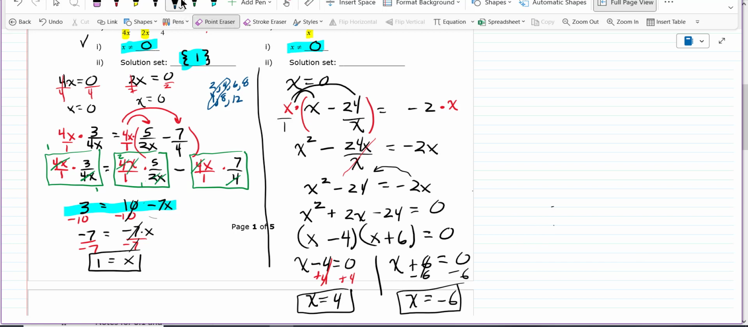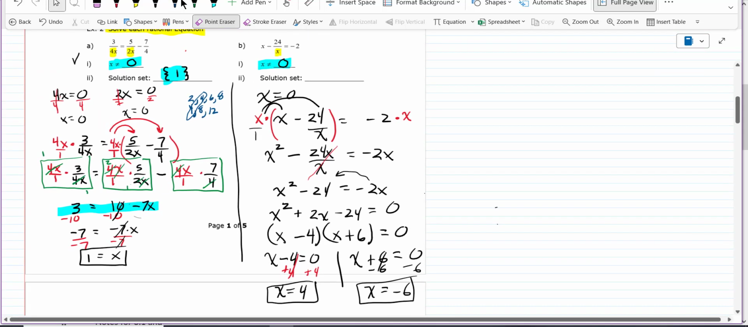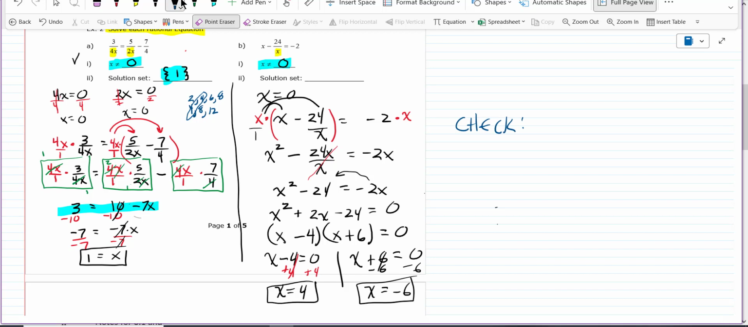Okay, now it's important to check, because sometimes these things don't check. So I'm going to go ahead and do this over here. And you don't necessarily have to write this down in your notes, but you do need to know how to do this. So I'm going to plug 4 in. So I'd have 4 minus 24 over 4, and we're going to see if that's equal to negative 2. So that is 4 minus 6. That's equal to negative 2. So we know that that right there is a correct answer.